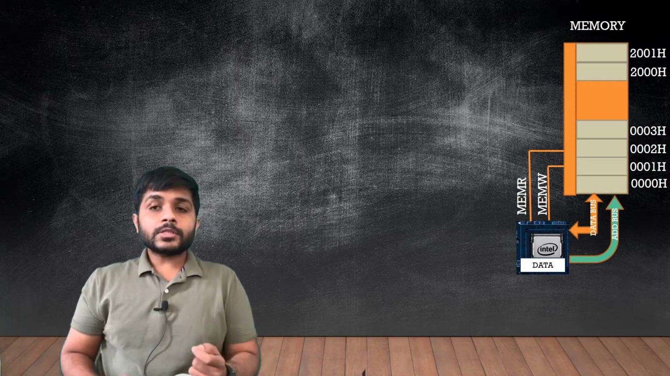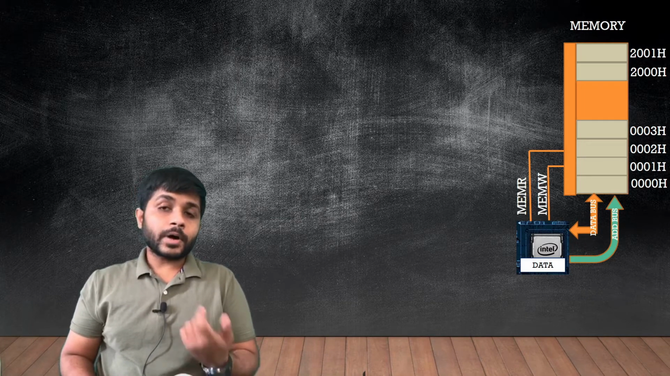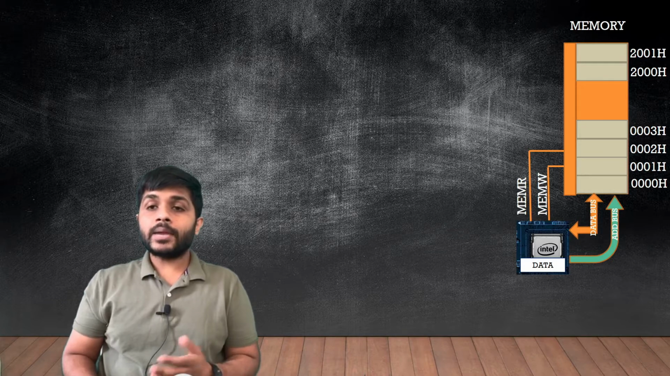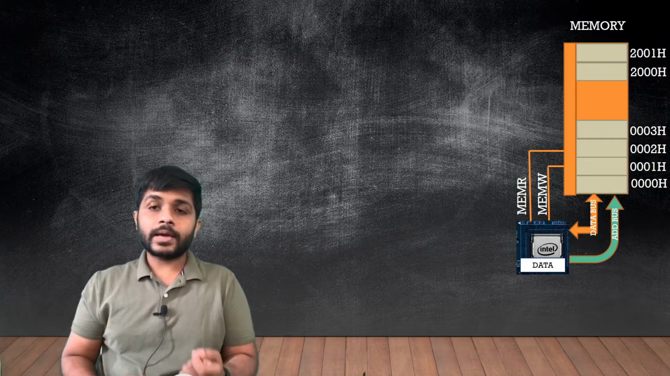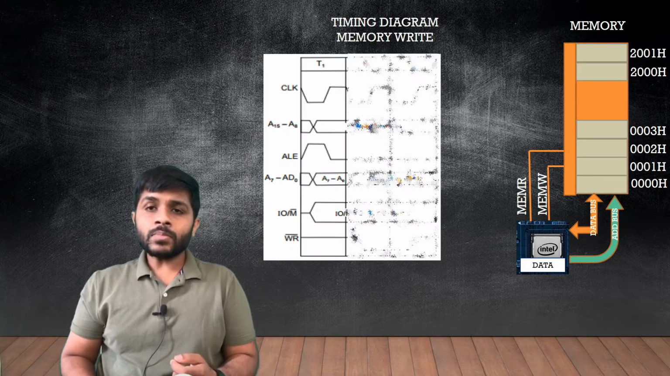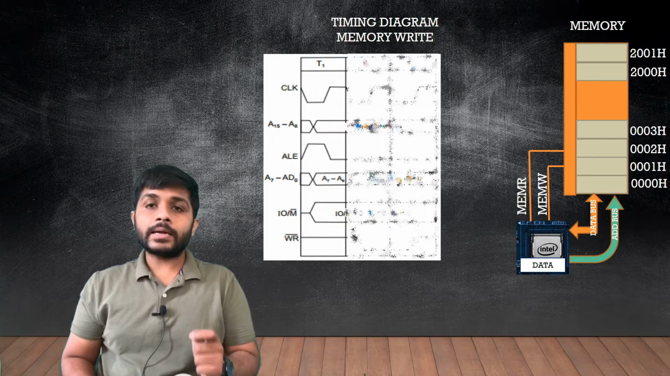To connect the microprocessor with the memory, we need some signals, such as control signals, memory read and memory write, and we need some buses, such as the data bus and the address bus. You can see on the screen, this is the timing diagram of the memory write cycle.